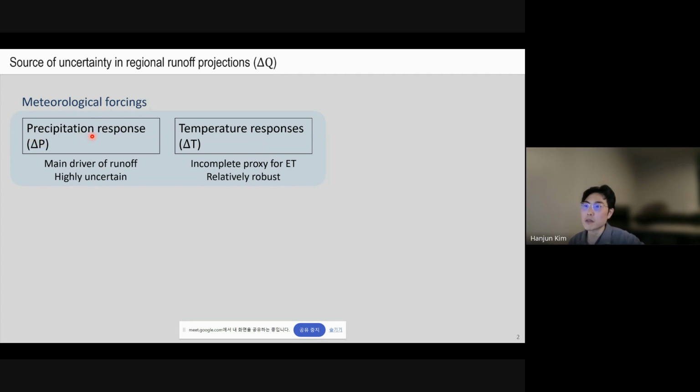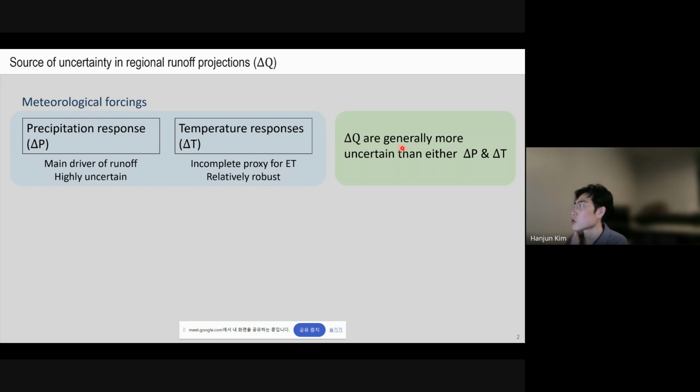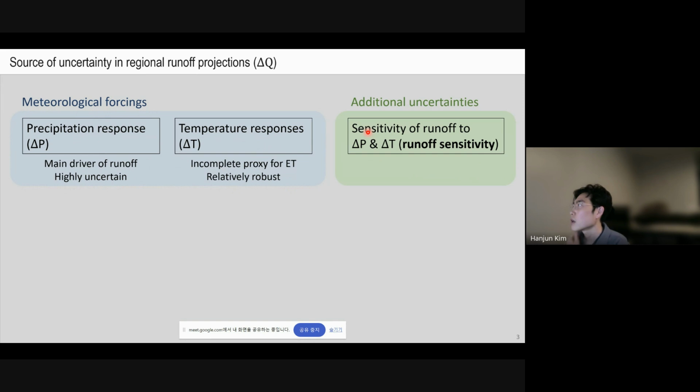First, precipitation responses are the main driver of runoff and they are highly uncertain. Temperature responses are an incomplete proxy for evapotranspiration, but the temperature response itself is relatively robust compared to precipitation. However, runoff projections are generally more uncertain than either precipitation or temperature projections. This indicates additional uncertainties at the land surface. In other words, each model has a different sensitivity of runoff to the same amount of precipitation or temperature responses.